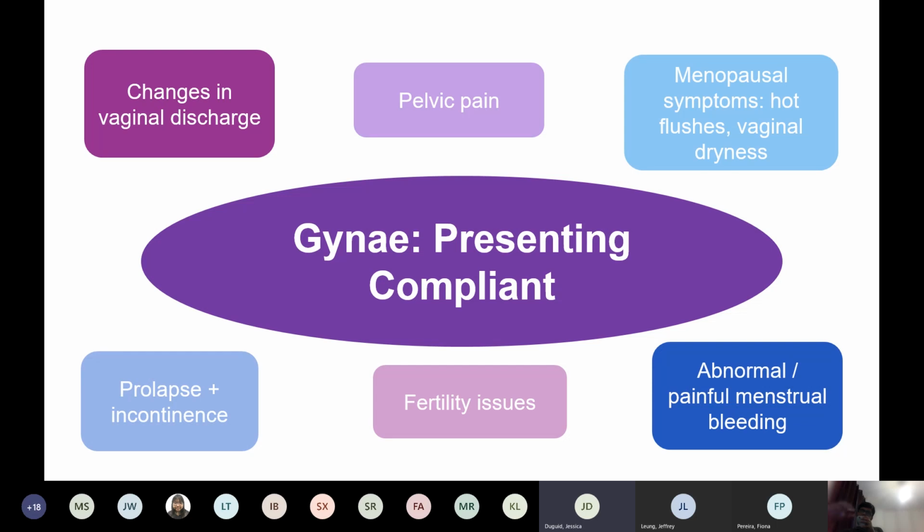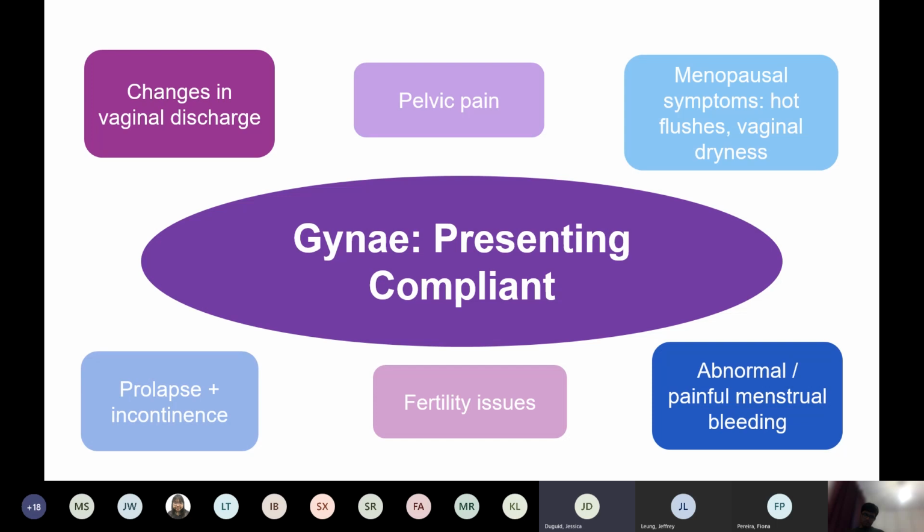So mostly discharge changes are caused by STIs, but there are other things which you will become aware of throughout the series of lectures. There are other things that can cause discharge changes, but mostly think about STIs when you see someone coming in with that presentation.